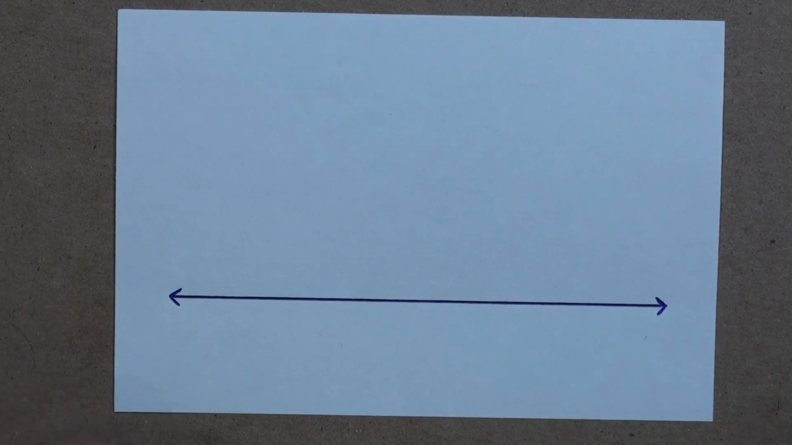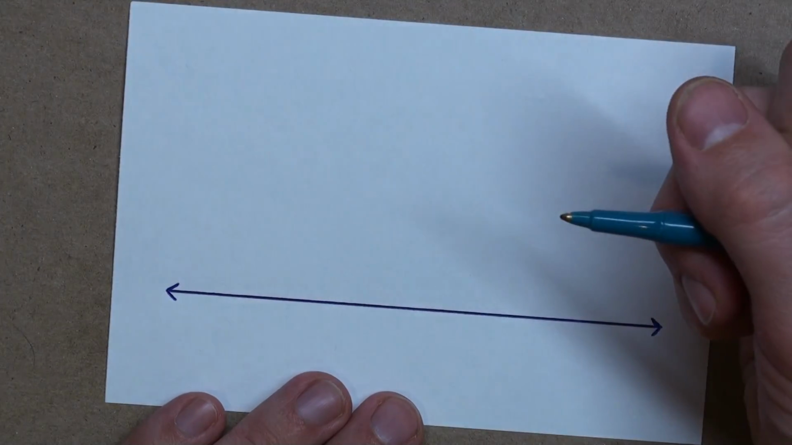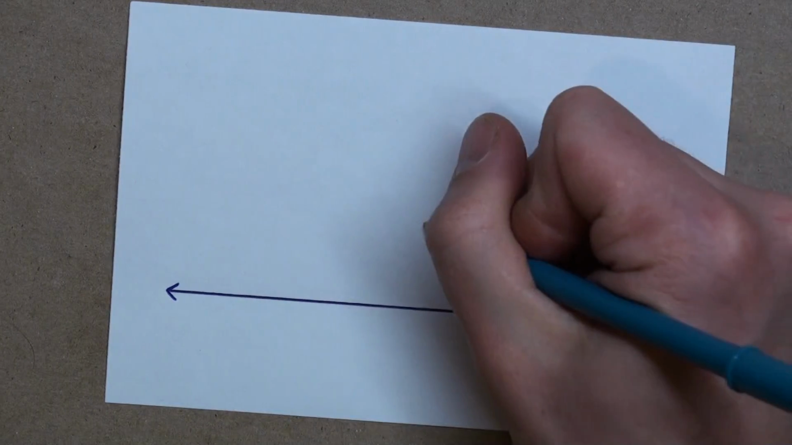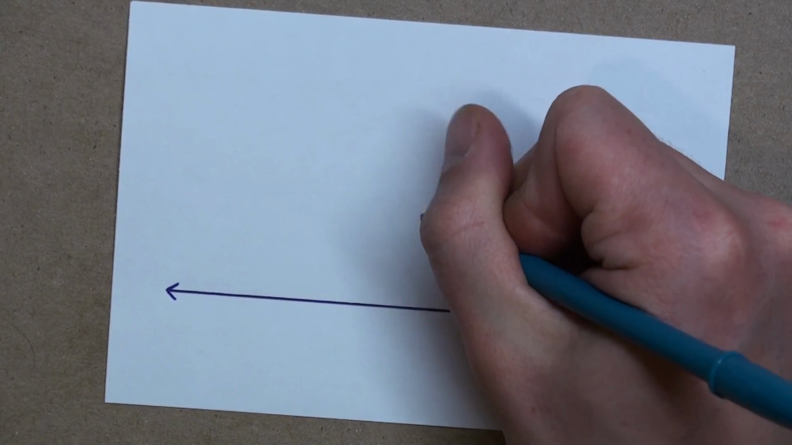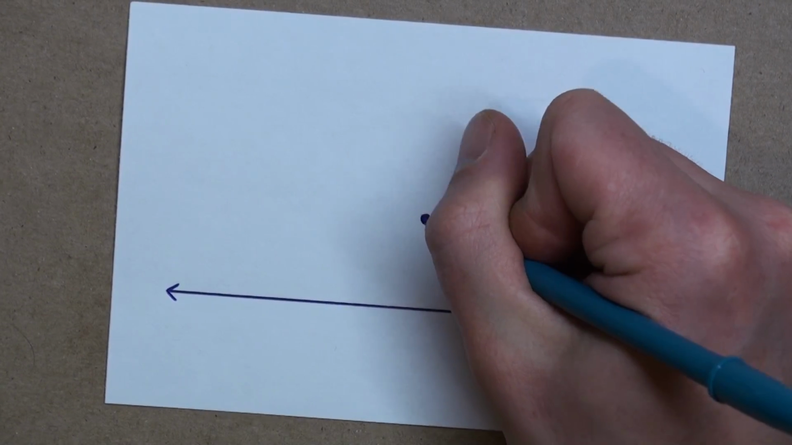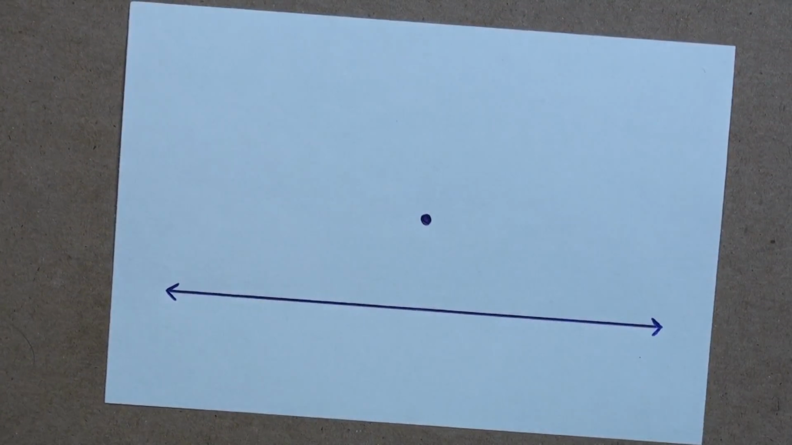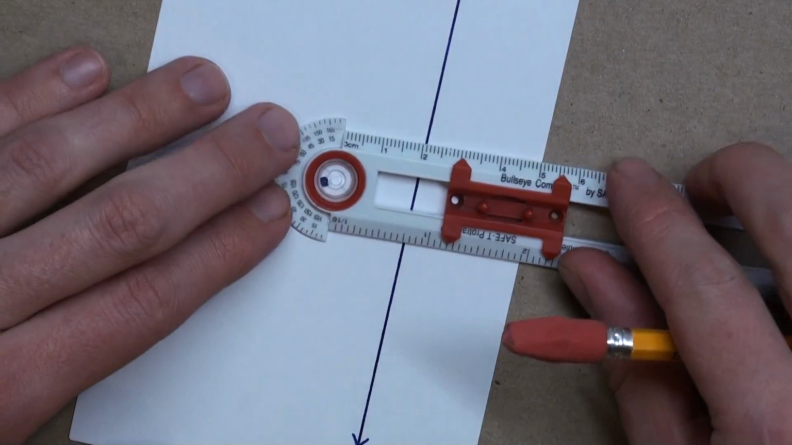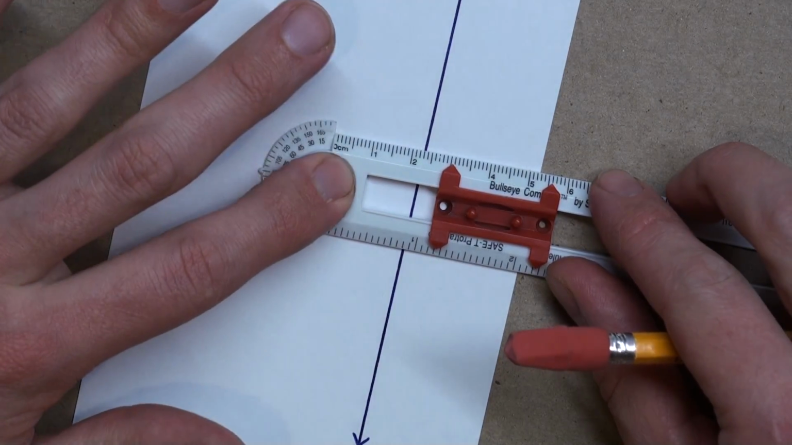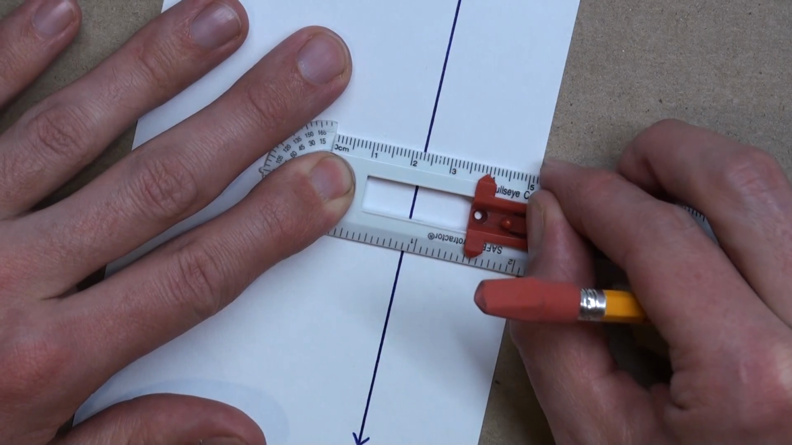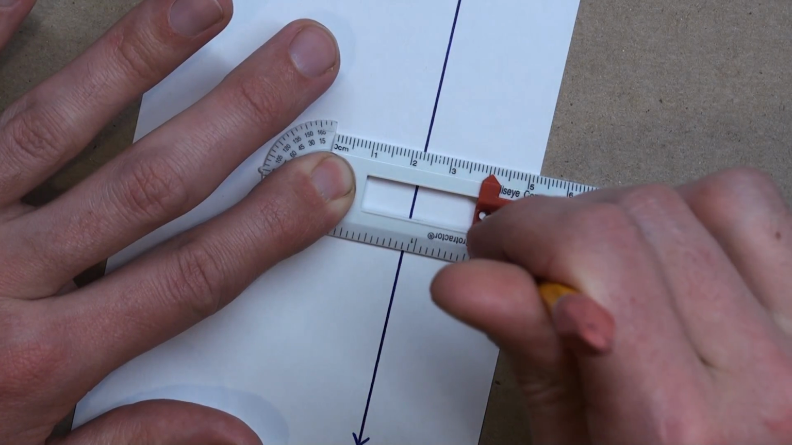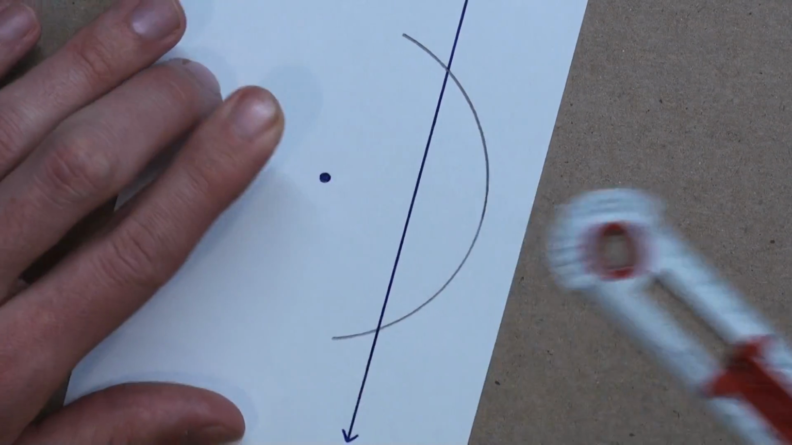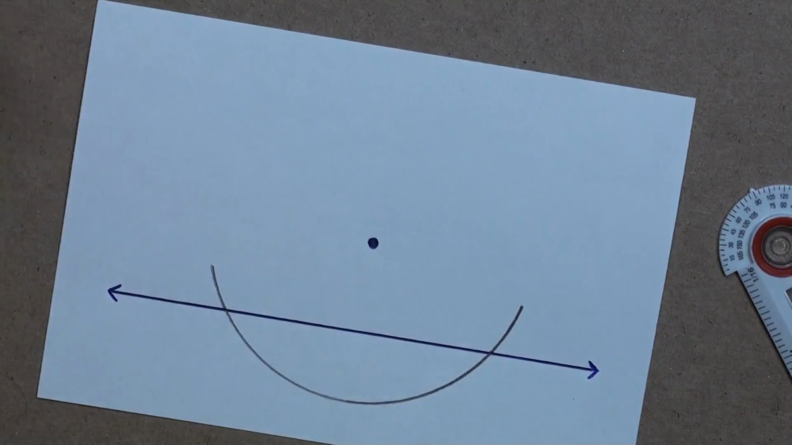But this time my point is not on the given line. See, it's floating around somewhere else. Now we do something pretty much the same, but I'm going to put the compass point on that given point, and I'm going to make an arc that crosses both sides of the line again. This time my arc was on the other side, but it doesn't matter.